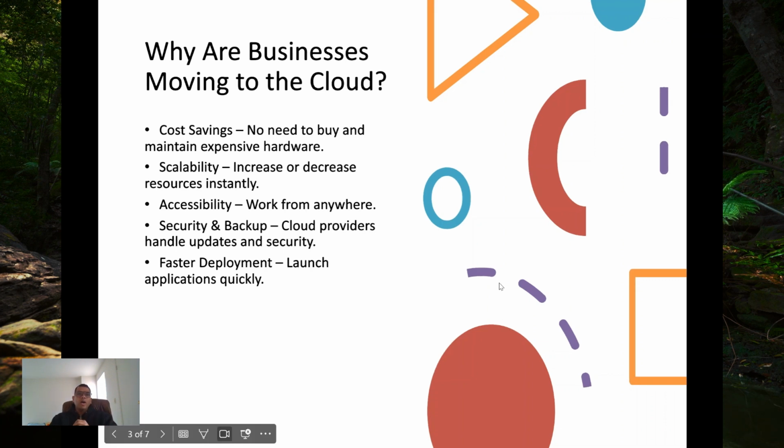Now, let's understand why businesses are moving to cloud computing. Let's break it down into five simple reasons. First is cost saving. This is a really cost-effective solution. Whenever you are using a cloud system, you don't have to buy expensive hardware or software, you don't have to maintain them, and you don't have to worry about their security. So companies benefit from using cloud computing.